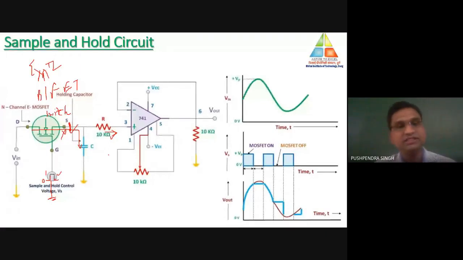Now again, when the input control voltage is high, the switch will be short circuited. Now the capacitor will charge. So this is the process by which the sample and hold circuit works. Here on the right hand side, it shows the waveform of the sample and hold circuit. This is your input sinusoidal waveform. This is your control voltage Vs, which is being supplied to this circuit.